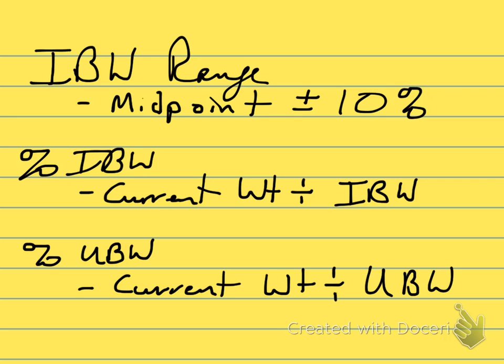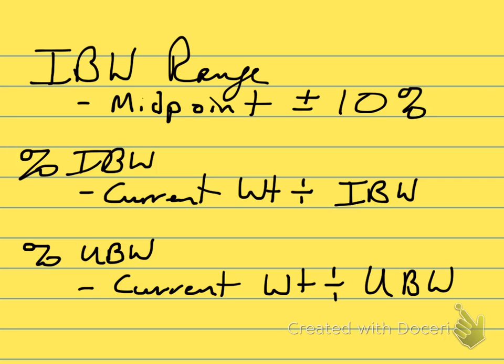The range is simply the midpoint plus or minus 10%. So you'll take 10% of the midpoint, subtract that from the midpoint to get the lower limit of the range, and then add that number to the midpoint to get the upper limit of that range.